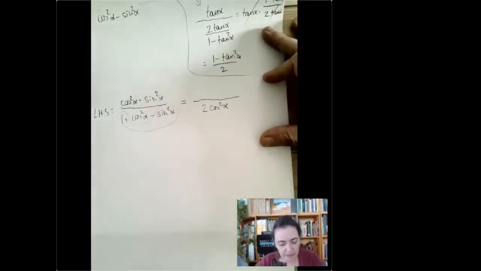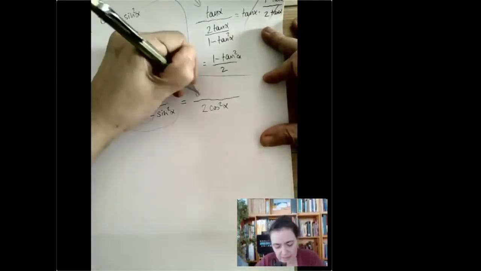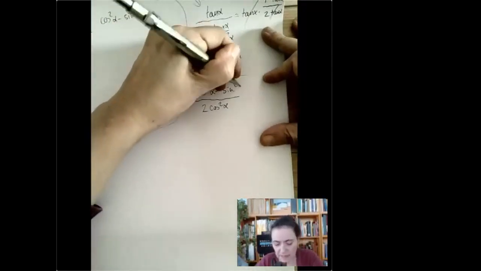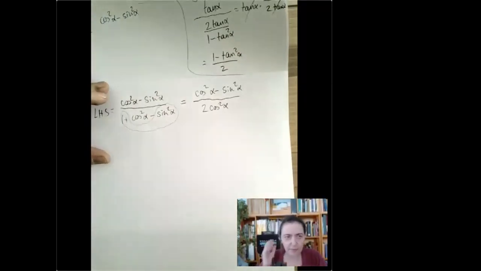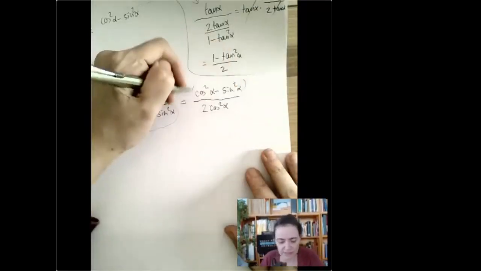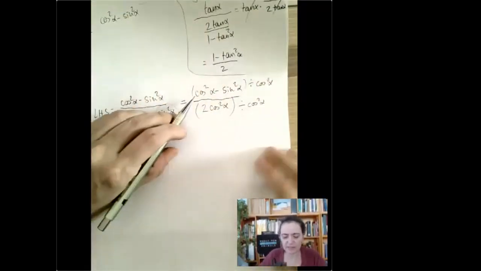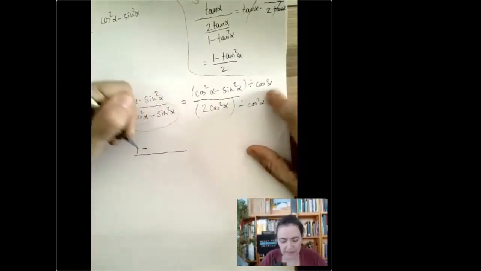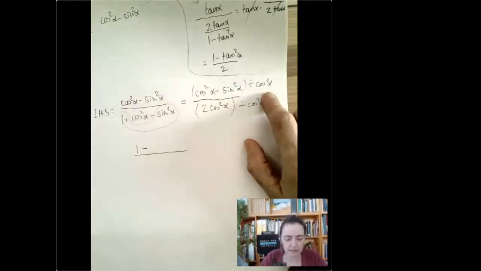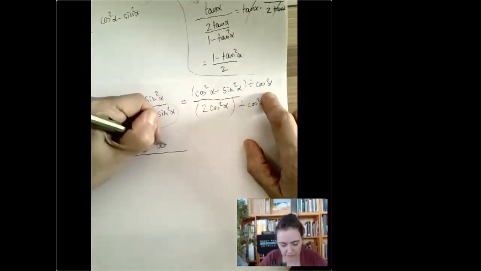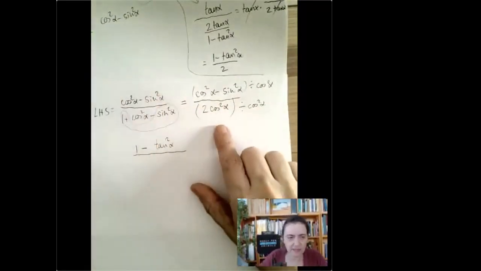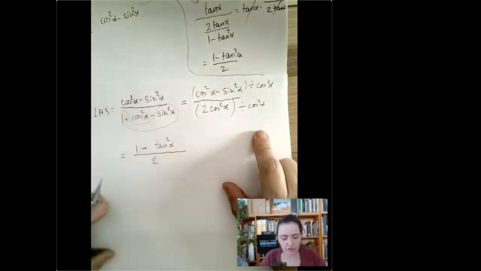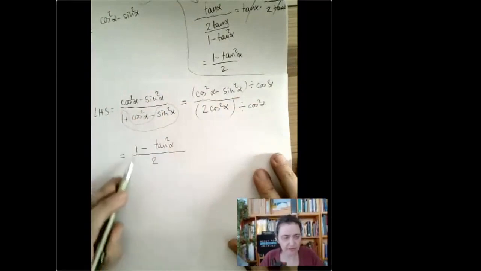And we're there because upstairs is still cosine squared alpha minus sine squared alpha. And now let's divide both upstairs and downstairs by cosine squared alpha. Cosine squared alpha divided by itself is 1. Sine squared alpha divided by cosine squared alpha is tangent squared alpha. And 2 cosine squared alpha divided by cosine squared alpha is 2. So now we reach this point.